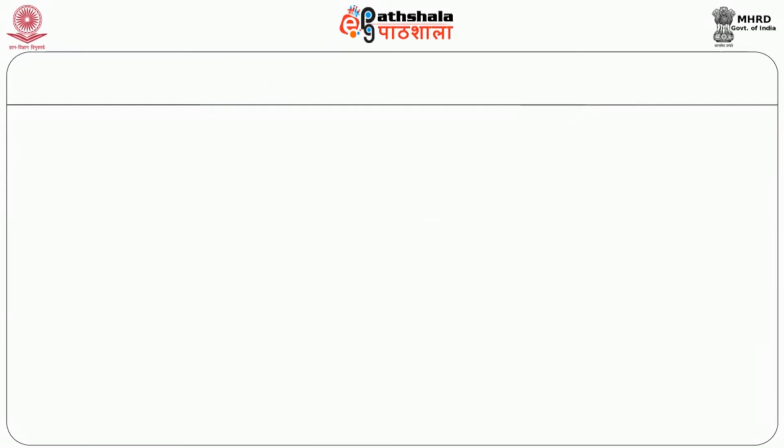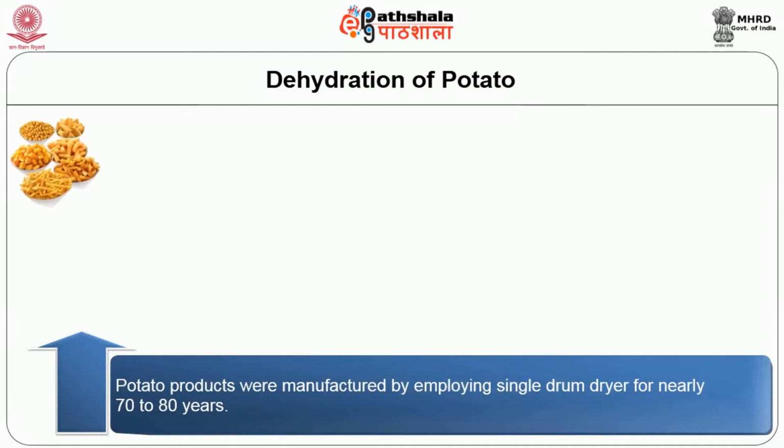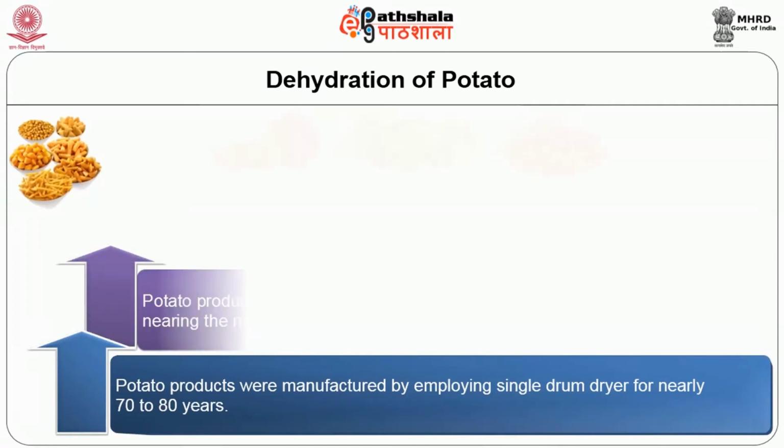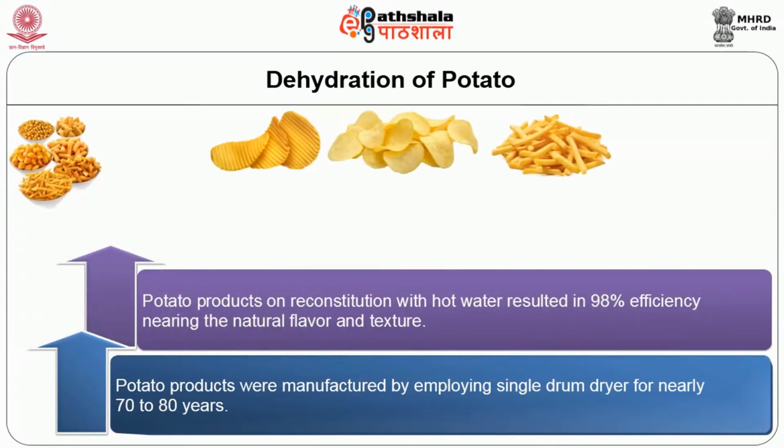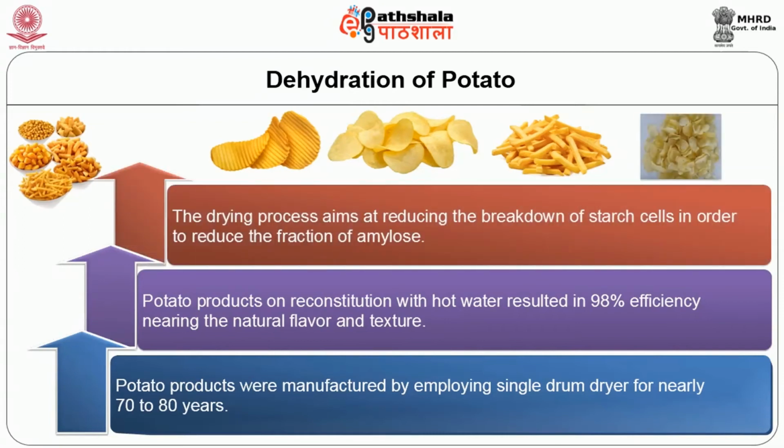Let us see about the dehydration of potatoes. Potatoes are really a worldwide liked product, where potato products have been manufactured by employing a single drum dryer for nearly 70 to 80 years. Potato products on reconstitution with hot water result in 98% efficiency, nearing the natural flavor and texture. The drying process aims at reducing the breakdown of starch cells in order to reduce the fraction of amylose.